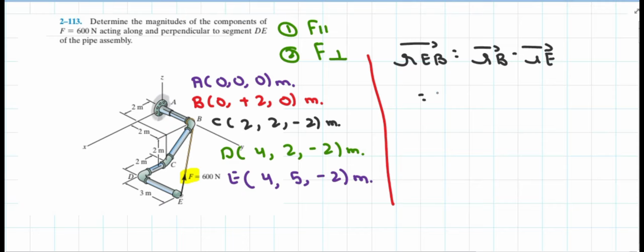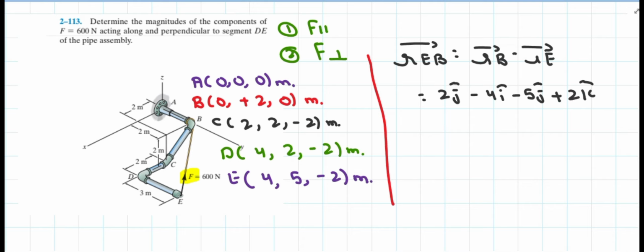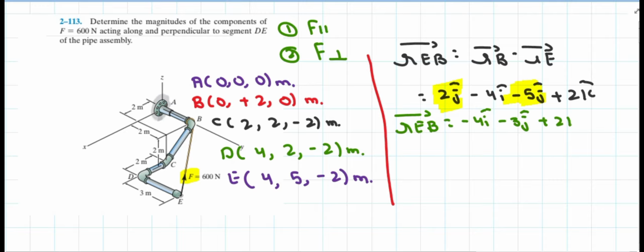So the location of B point is 2j cap, and the location of E point is negative 4i cap with negative 5j cap with positive 2k cap. Now add positive 2j cap with negative 5j cap, so it is equal to negative 3j cap. So rearrange the position vector r_EB, which is equal to negative 4i cap with negative 3j cap with positive 2k cap, and don't forget to write down the unit here, and it is the meter.